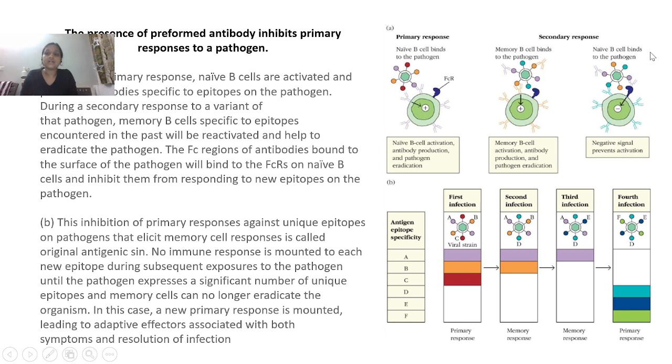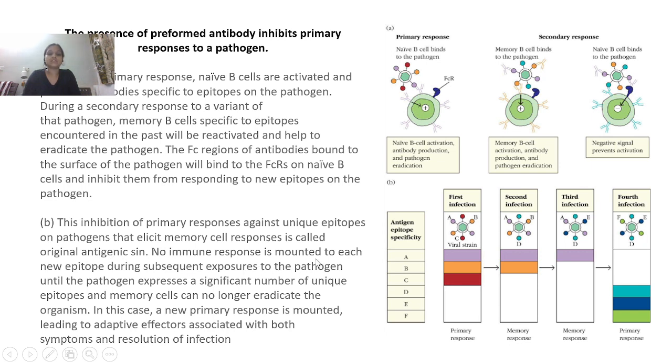And here, even if a naive B cell is binding to the new epitopes, then what happens? The Fc region will bind to these new epitopes and then they will bind to the Fc receptors and then there will be a negative signal. So there is no need to add extra immune response. So there is a term, as I told, original antigenic sin, which is the inhibition of primary responses against unique epitopes on pathogens that elicit a memory cell response.